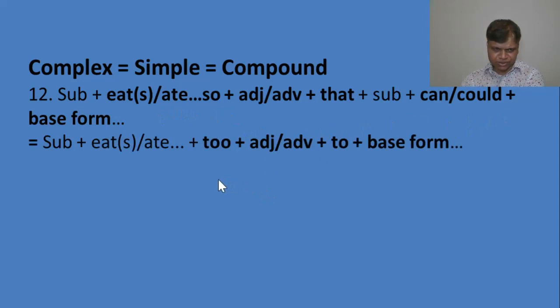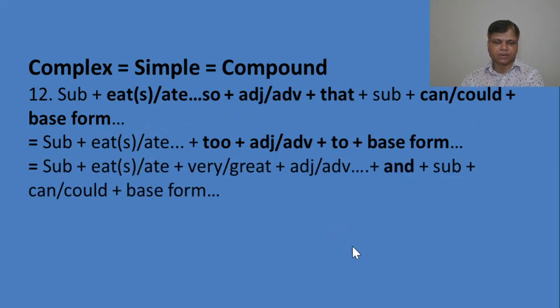Look at the simple sentence structure. Subject, base form or S form or past form, that is the first clause, the independent clause. Then instead of so we have to use to, then we have to use adjective or adverb, and instead of that we have to use to, then we have to use the base form of the dependent clause.